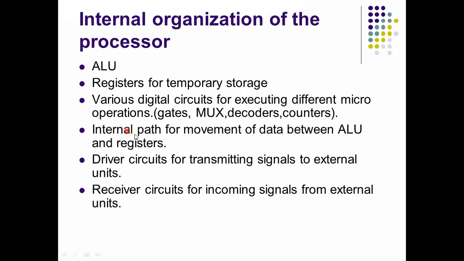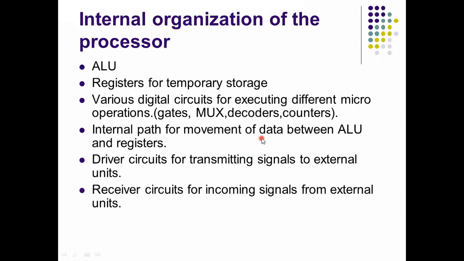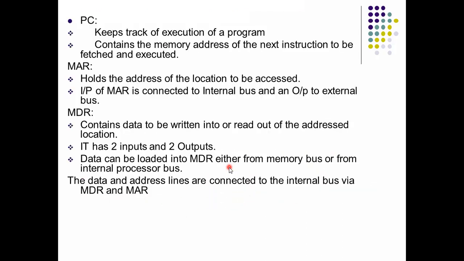So the internal path for movement of data between the ALU and registers is also shown using this diagram. Next, driver circuits for transmitting signals to external units, and receiver circuits for incoming signals from external units. Here we are using some blocks. So what is the purpose of each block?